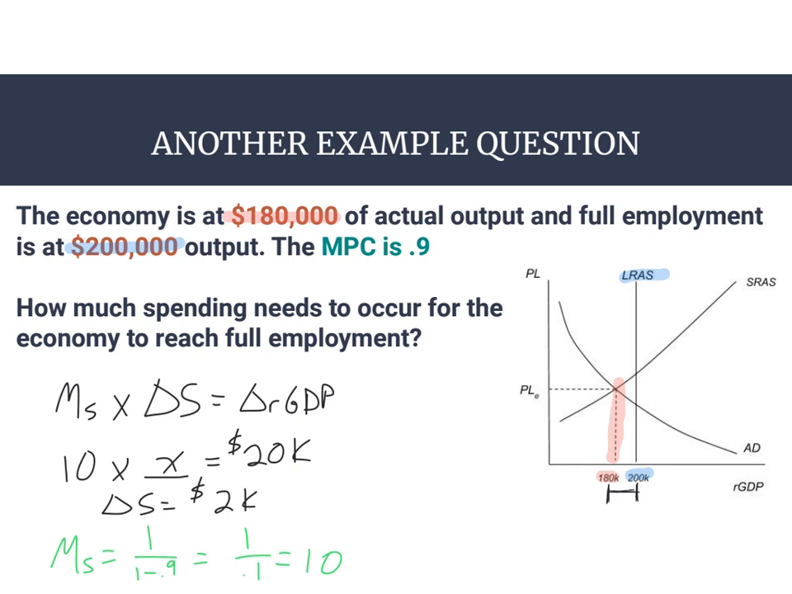Okay, so if we were to increase spending right now by $2,000, and then the multiplier effect would boost that essentially times 10, then that would push our aggregate demand to the right to where we increase our total output by 20,000, and then that would put us back at full employment. All right, so this is another kind of example question that you can expect to see in the assignment ahead of you.